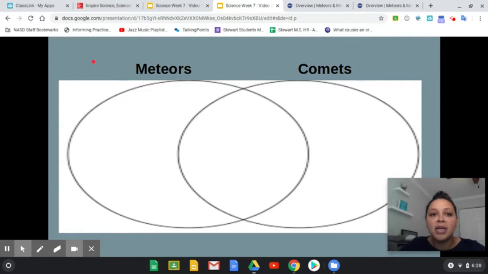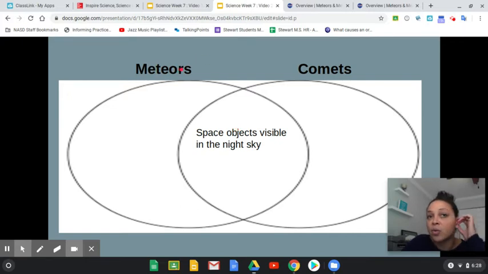And so how are meteors and comets similar? What do they have in common? Well, they're both space objects that are visible in the night sky. So meteors can be seen. They look like falling stars or during a meteor shower. And then comets, I just showed you the picture of the comet in the night sky. You can see its tail behind it.